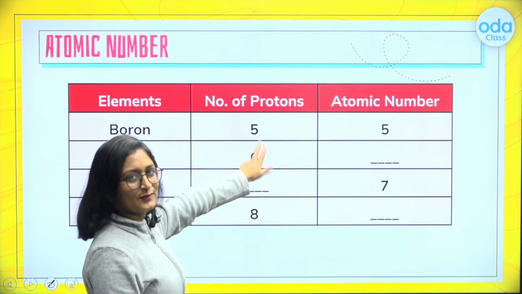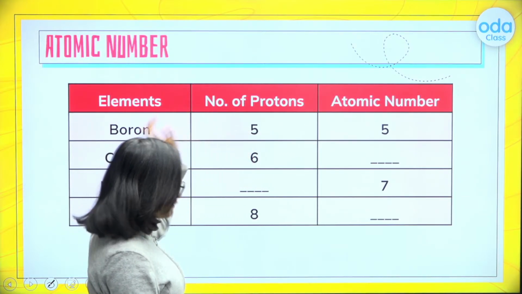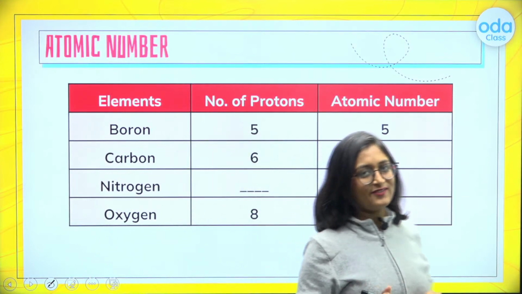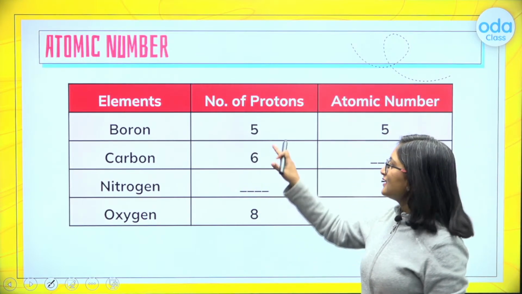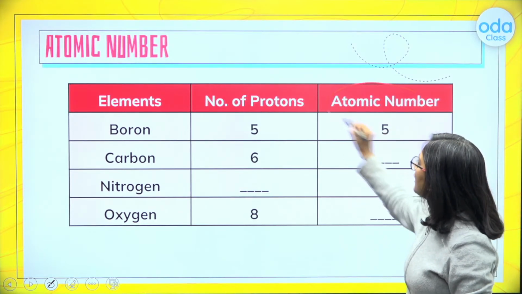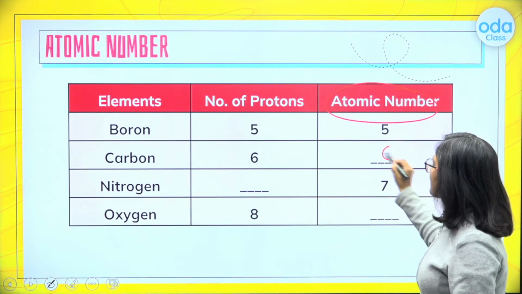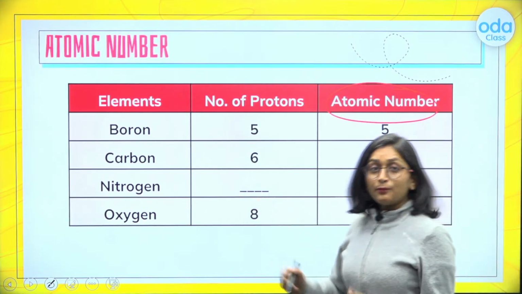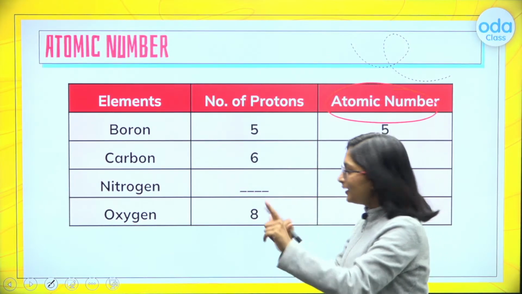Well, you can get through this. Atomic number is 5, so the number of protons for boron is going to be 5. Now about carbon. Carbon has the number of protons as 6. So you can say what would be the atomic number? The atomic number would be equal to the number of protons, and that is absolutely 6. Same goes with nitrogen. If the atomic number is 7, the number of protons would be 7.